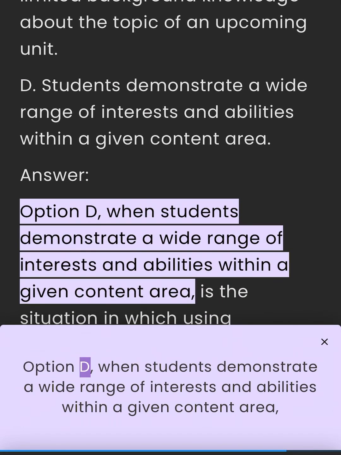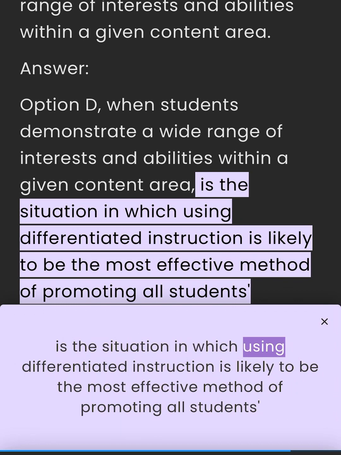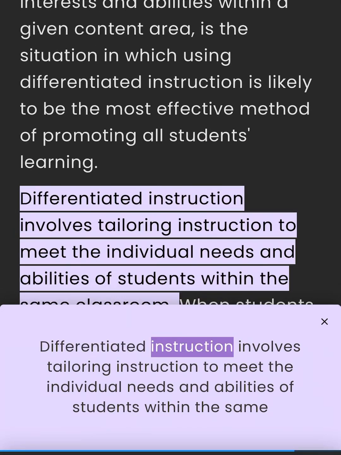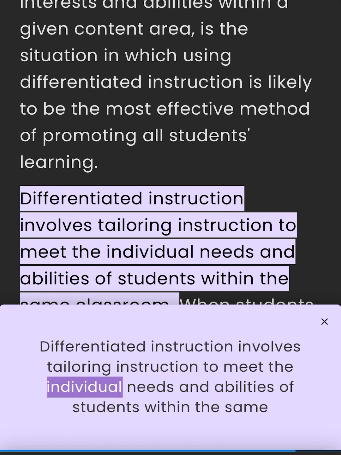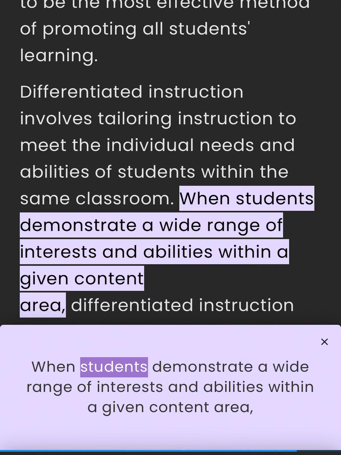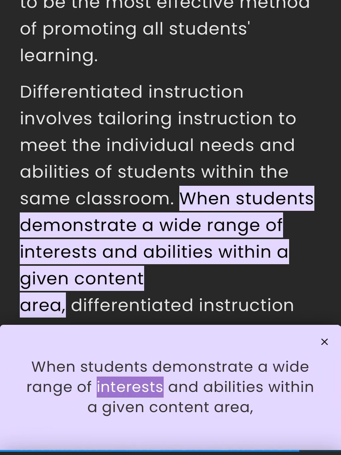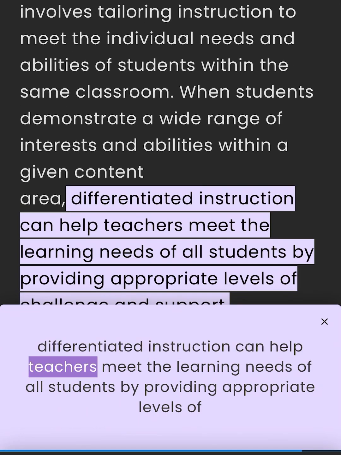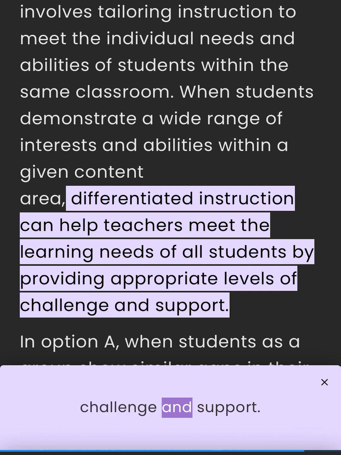Answer: Option D. When students demonstrate a wide range of interests and abilities within a given content area is the situation in which using differentiated instruction is likely to be the most effective method of promoting all students' learning. Differentiated instruction involves tailoring instruction to meet the individual needs and abilities of students within the same classroom. When students demonstrate a wide range of interests and abilities within a given content area, differentiated instruction can help teachers meet the learning needs of all students by providing appropriate levels of challenge and support.